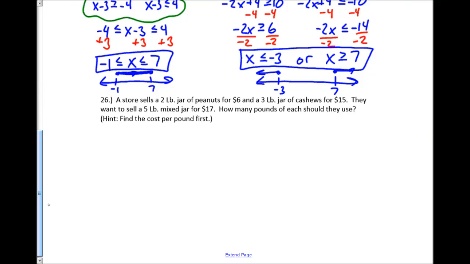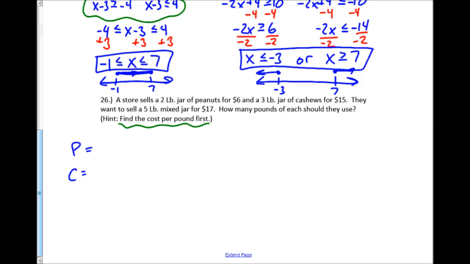Number 26. So the store sells a 2-pound jar of peanuts for $6 and a 3-pound jar of cashews for $15. And they want to sell a 5-pound mixed jar for $17. How many pounds of each should they use? And the first hint that it gives us here is to find the cost per pound. So we want to find the cost per pound. And really, we need that for the peanuts and for the cashews. I don't need it for the mix, just because of the nature of the equations that I'll set up.